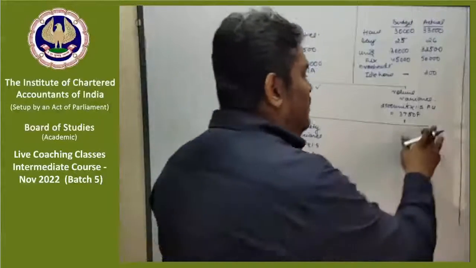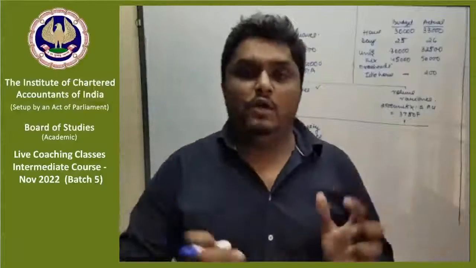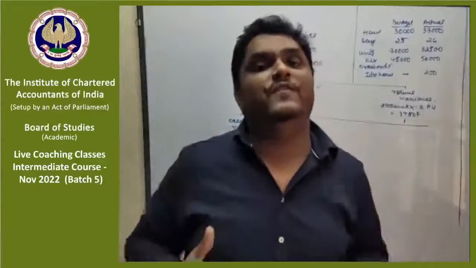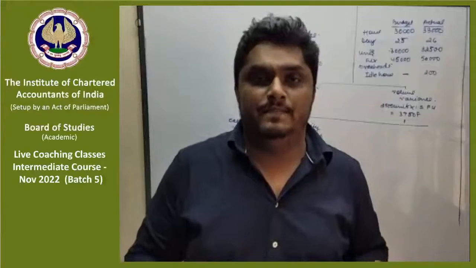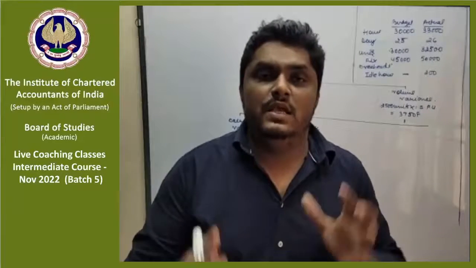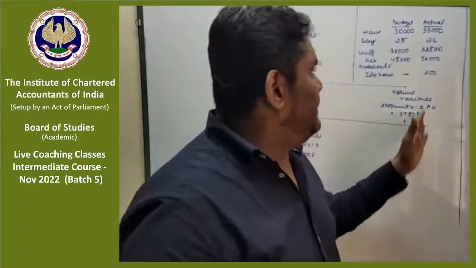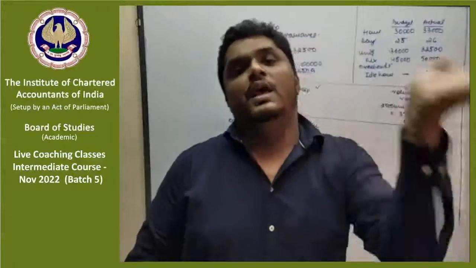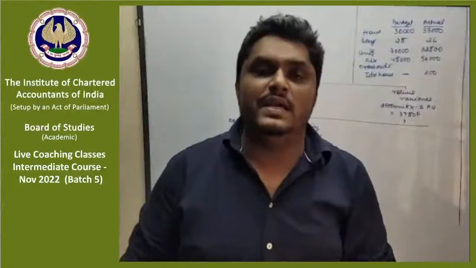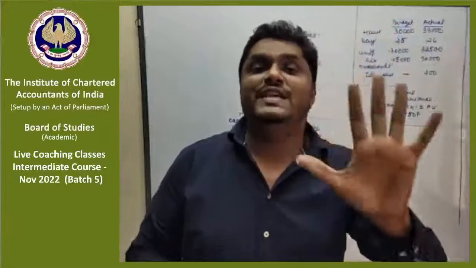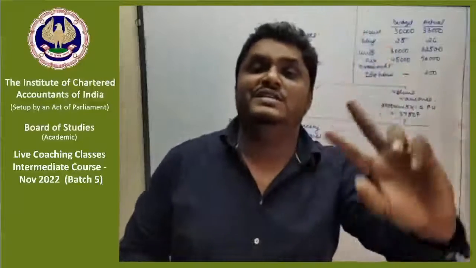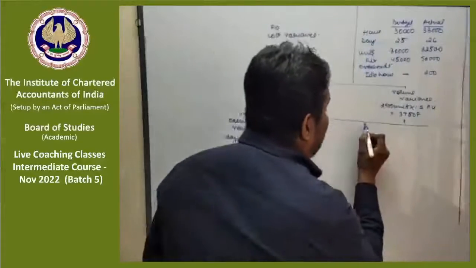But herein, when talking about the efficiency variance, we have calculated the inefficiency of 500 hours. I repeat again, guys, when talking about the efficiency part, the work was supposed to be completed in 32,500 hours. We completed it in 33,000 hours. So there was an inefficiency of 500 hours. Of this 500 hours inefficiency, 200 is the idle time.